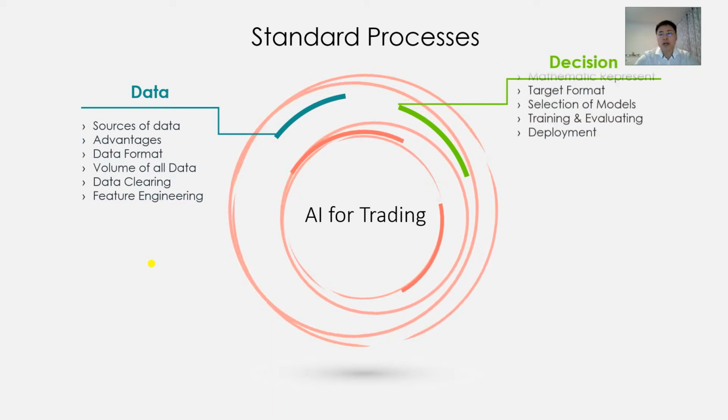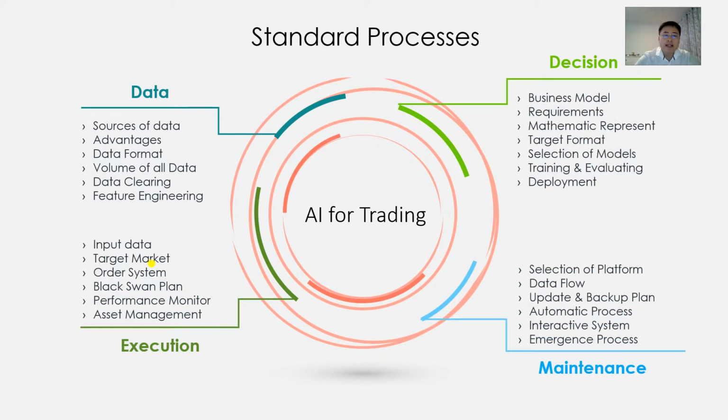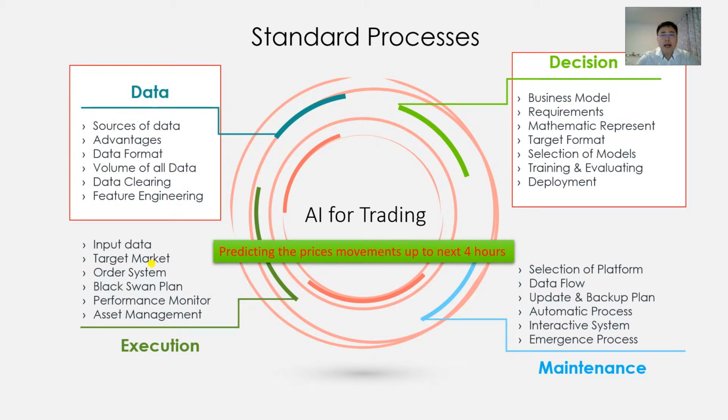In the trading area, there are 4 standard processes: data gathering process, decision process, execution process, and maintenance process. In this project, I focused on the data gathering process and decision process. My goal is to predict the price movements up to the next 4 hours.